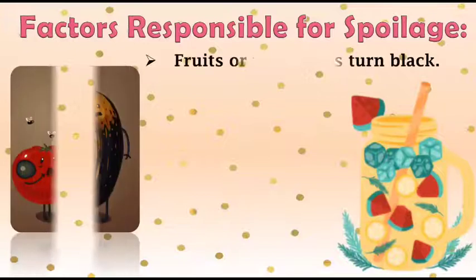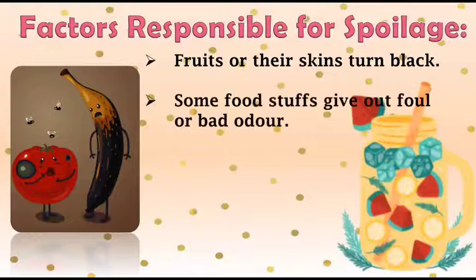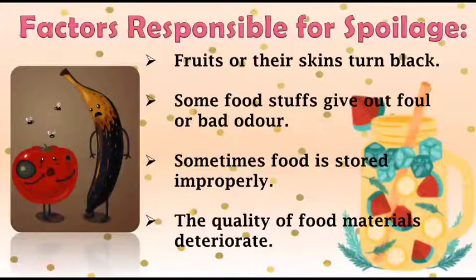Factors responsible for food spoilage. Sometimes fruits or their skin turn black. Some foodstuff give out a foul or bad odor. Such foodstuffs are not suitable for us to eat. Sometimes naturally available food materials are spoiled by wrong handling, as when they are overcooked or improperly stored, say in a damp place. In such cases, the quality of the food materials deteriorates.